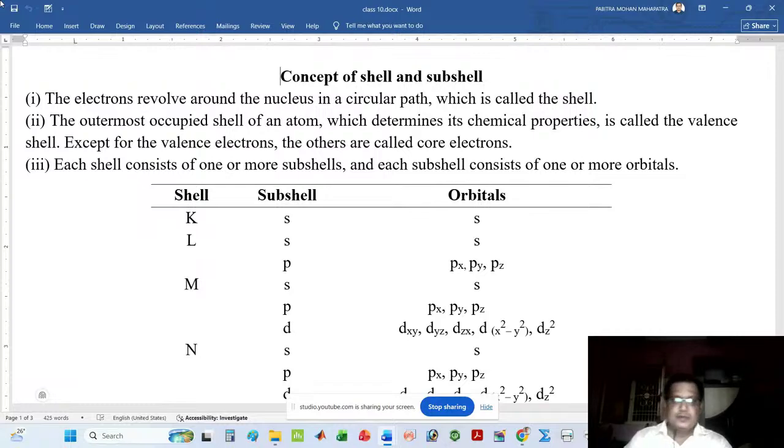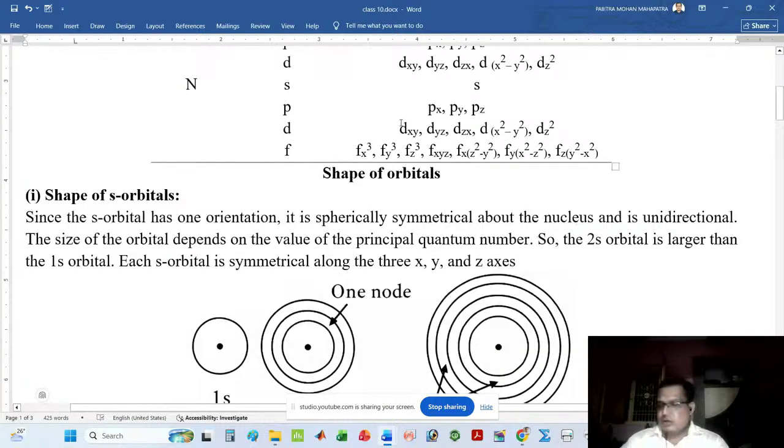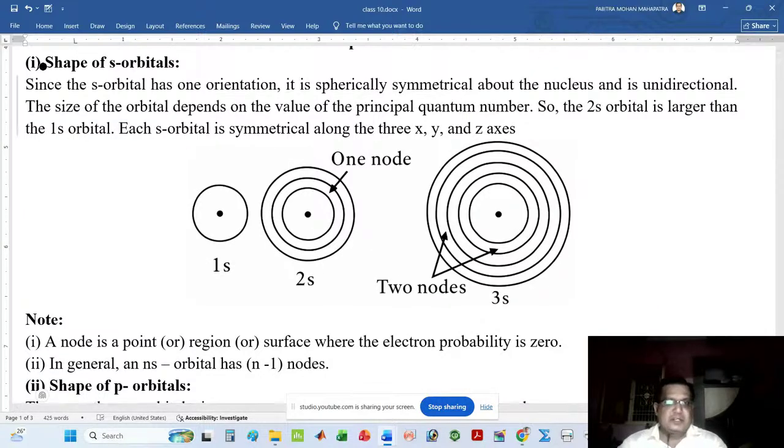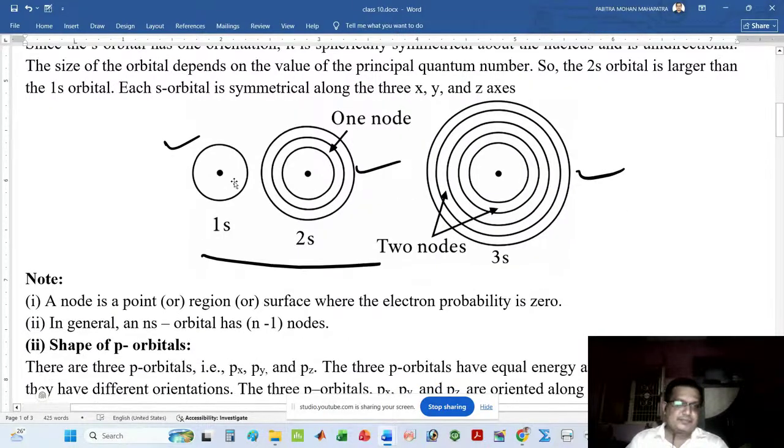Hello student, in the previous class I discussed the concept of shell and subshell. What is a shell? How many types of subshell are found? Next I also covered the shape of orbitals, the shape of s orbital. These are the s orbitals. This is 1s orbital, this is 2s orbital, this is 3s orbital.